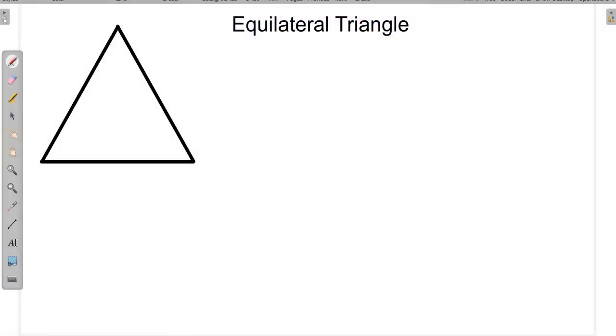In today's video, we will learn about the equilateral triangle and isosceles triangles. So here you are seeing the equilateral triangle.